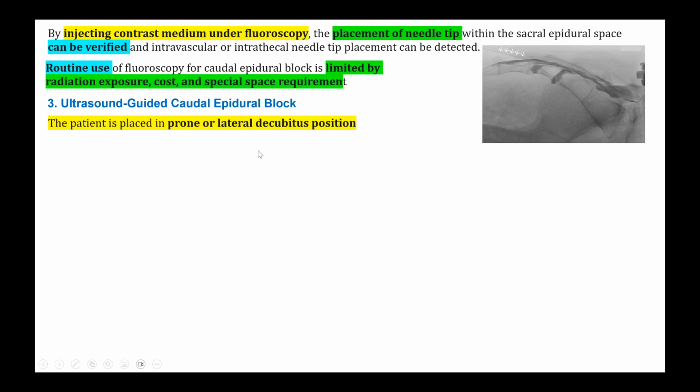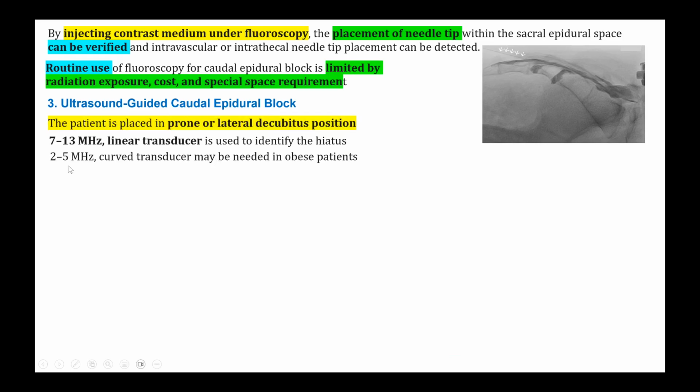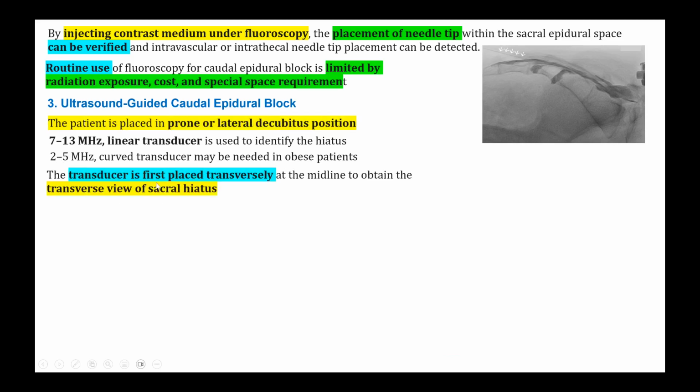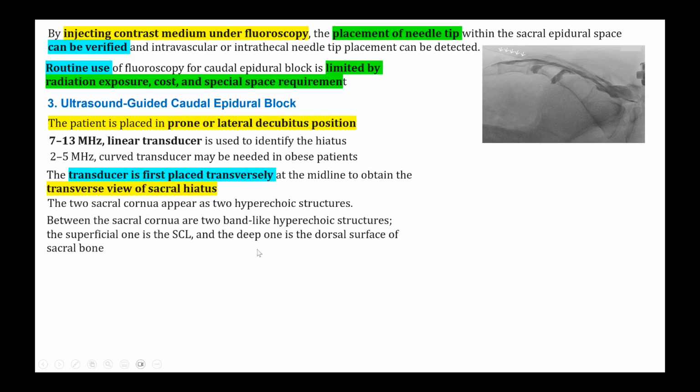The patient is placed prone or lateral. You can use a 7 to 13 megahertz linear transducer, and in obese patients, we use a lower megahertz transducer. The transducer is placed transversely at the midline to obtain the transverse view of the sacral hiatus. The cornua appear as hyperechoic structures, and between the cornua you will see two band-like hyperechoic structures, which is the sacrococcygeal ligament. There will be one deeper shadow, which is the sacral bone.